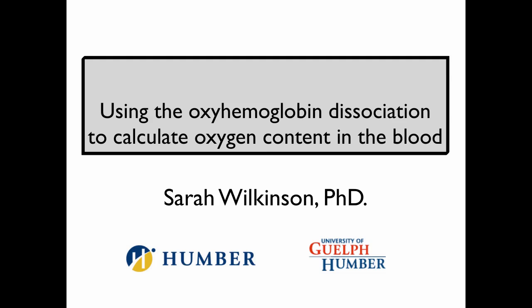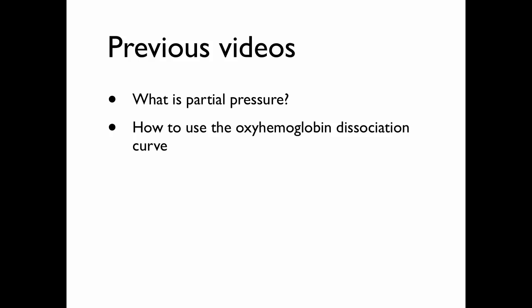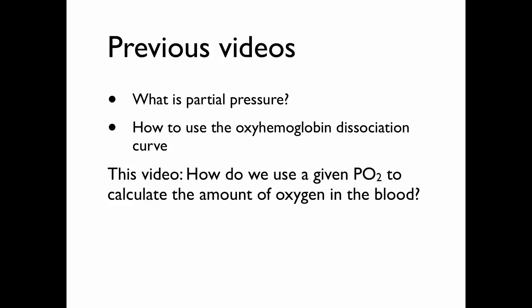Today I'm going to explain how we can use the oxyhemoglobin dissociation curve to calculate the oxygen content in the blood in mils of oxygen per volume of blood. In a previous video, I've covered what exactly a partial pressure is, and I've covered how to use the oxyhemoglobin dissociation curve. I would encourage you to check out those first two videos before you come to this one to make sure you're going to follow along. In this video, I'm going to show you how we can use a given partial pressure of oxygen to calculate the amount of oxygen in the blood using the oxyhemoglobin dissociation curve.